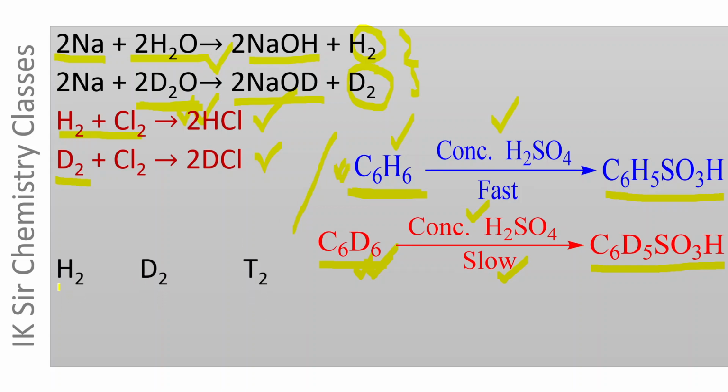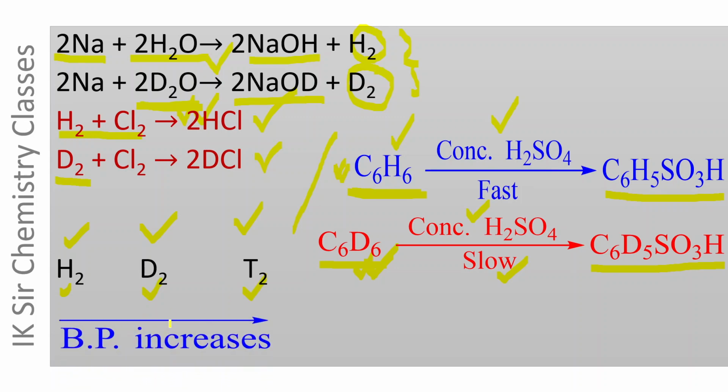Let us consider the physical properties of isotopes H2, D2 and T2. These are diatomic molecular species of protium, deuterium and tritium. Their boiling point increases in this direction due to increase in molecular mass. The isotopes have different physical properties due to their different masses.